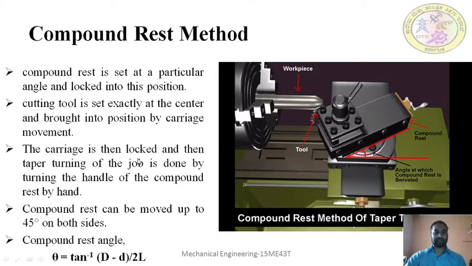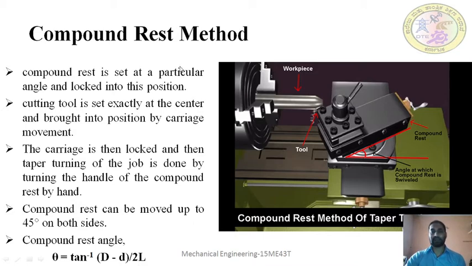The carriage is then locked, and then taper turning of the job is done by turning the handle of the compound rest. The compound rest can be moved up to 45 degrees on both sides. The compound rest angle theta equals tan inverse of (D minus d) divided by 2L, where D is the maximum diameter of the taper, small d is the minimum diameter of the taper, and L is the length of the taper required.